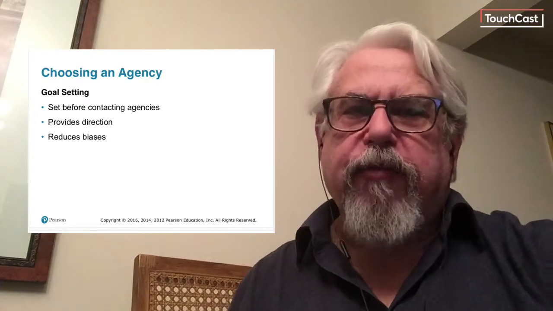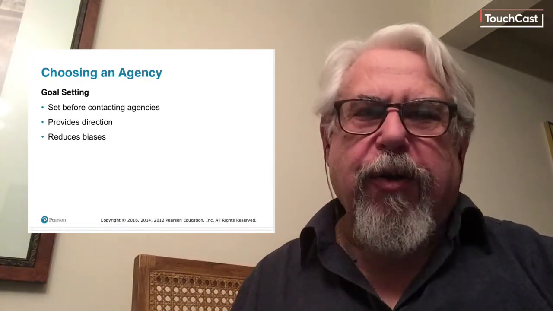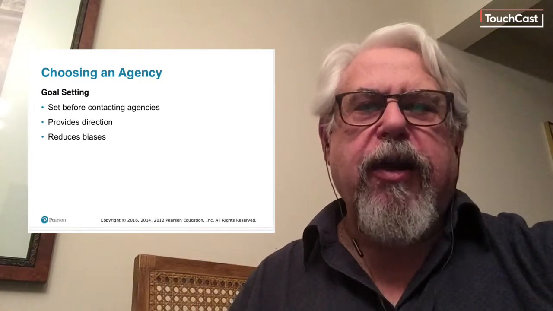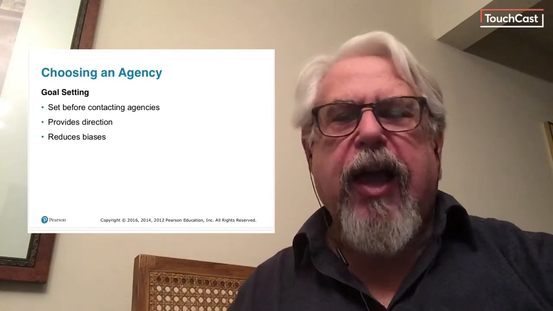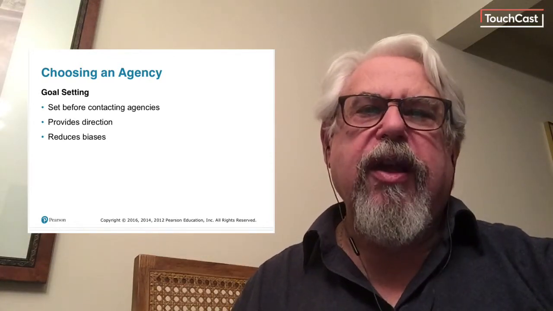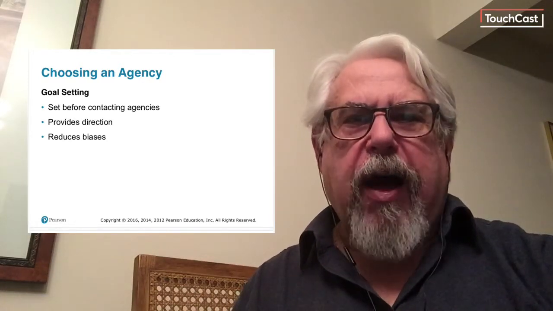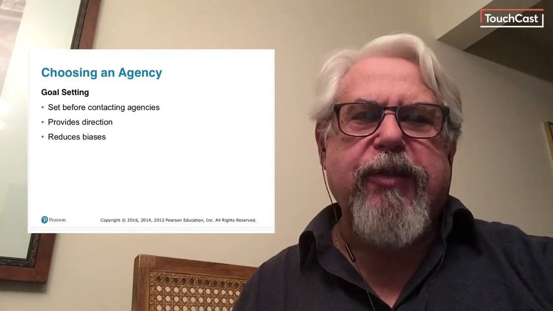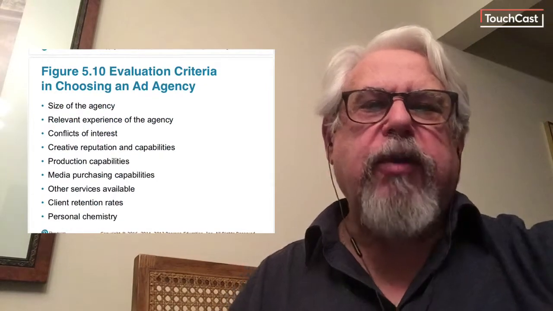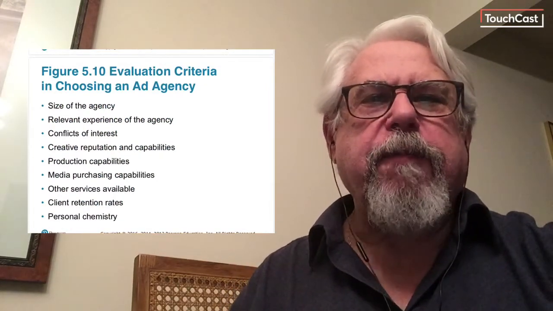So again, that first step, goal setting. You want to know that before you contact anybody. It helps to reduce bias. You're going to be a little less open to outside influences or to things you already think you know if you have a clear goal in mind that is shared among your own team of decision makers and evaluators. It shapes your direction and which way you're going to go with your campaign.